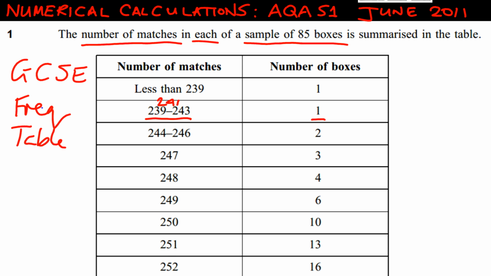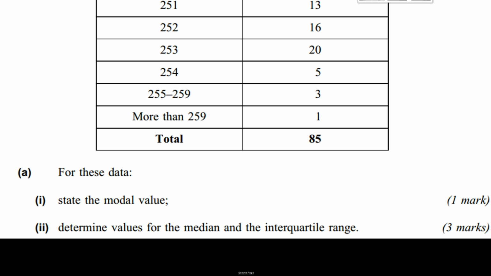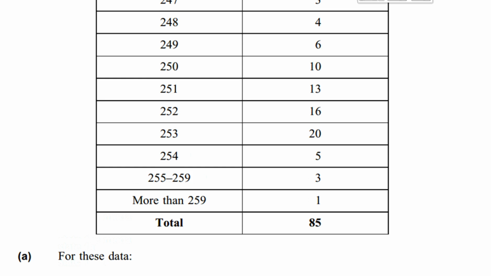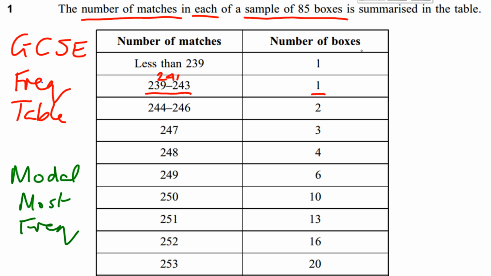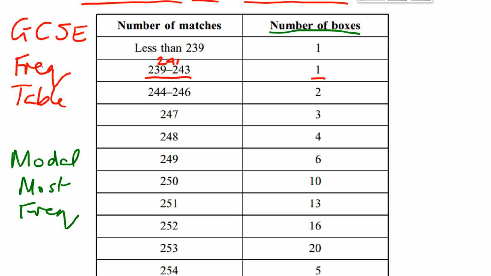So let's have a look and see what the question asks us for. First up, for these data, state the modal value. The modal value is the most frequent. So we're looking for the range with the highest number of boxes in it. So we're looking in the second column for the number of boxes, and the highest value is 20.